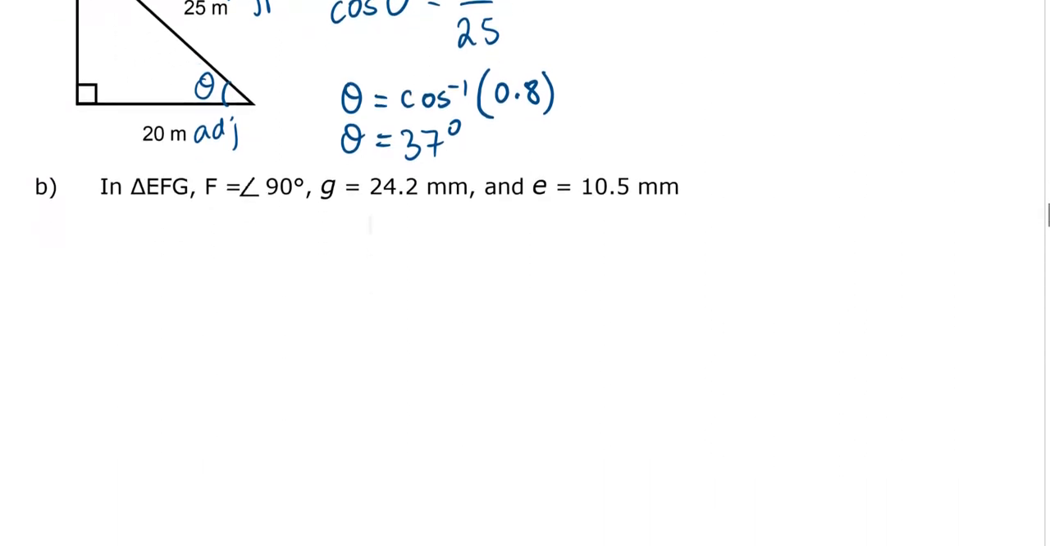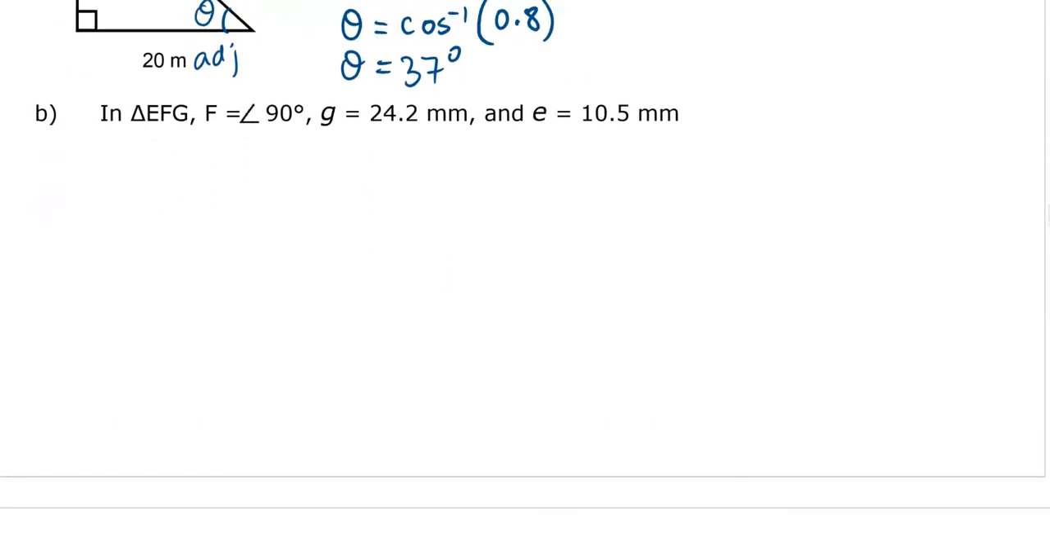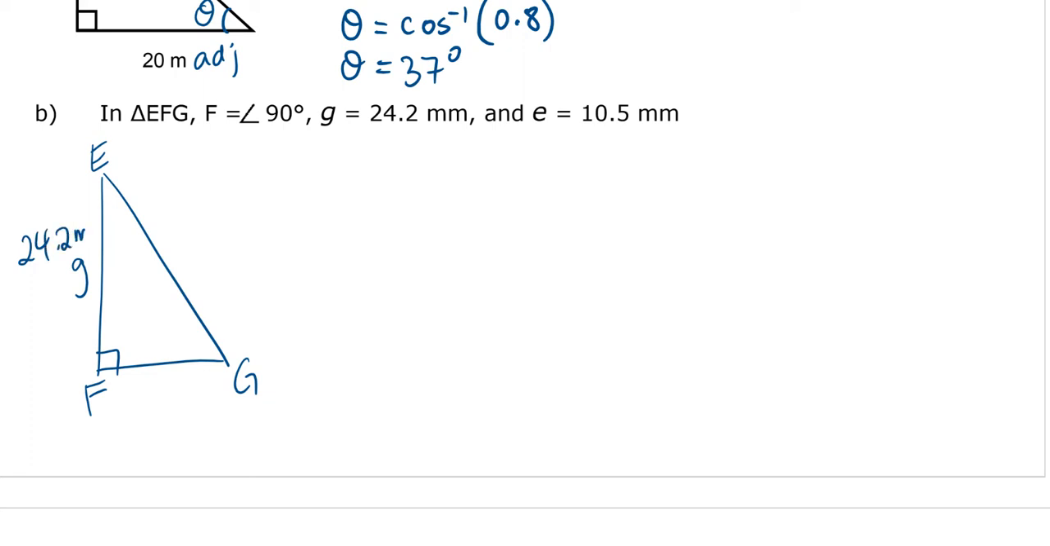Okay, now what if you're not given the picture of the triangle? You can draw it. Triangle EFG. Now remember, one of them has to be a 90-degree angle. So angle F is my 90-degree angle. Here's F. E I'll put up here, and then G I'll put over here. Lowercase g, which is opposite of angle G, is going to be over here, and that's going to be 24.2 millimeters. And e, which is opposite of angle E, which is down here, is going to be 10.5 millimeters.